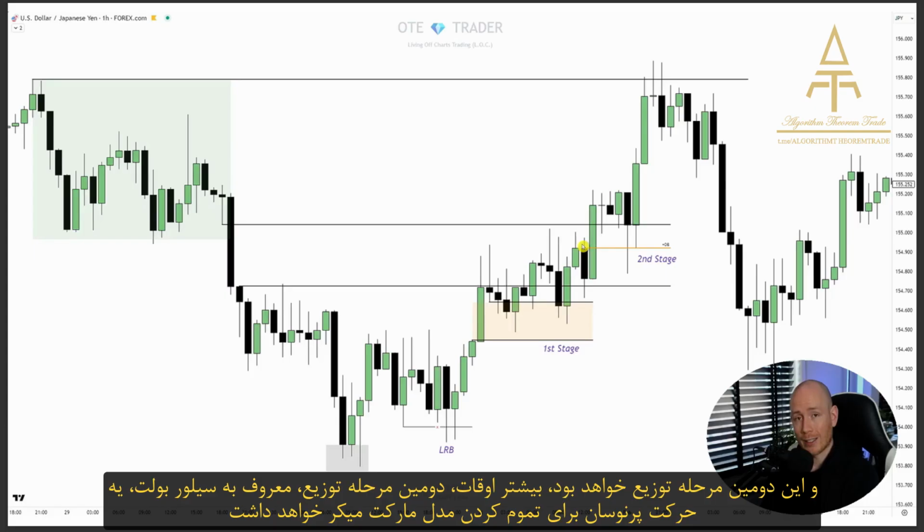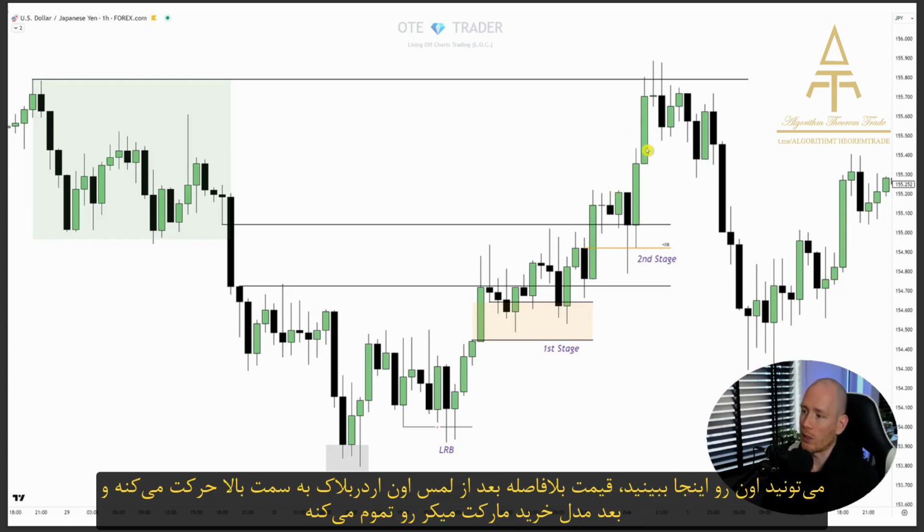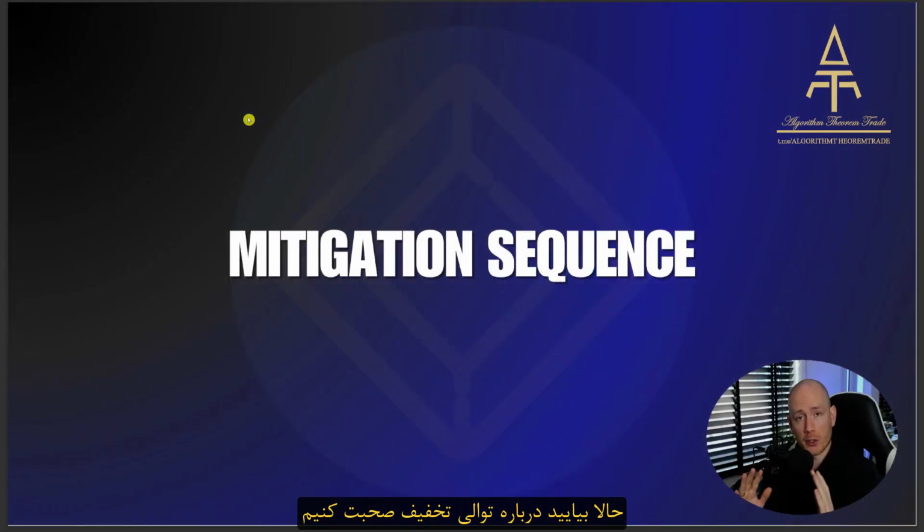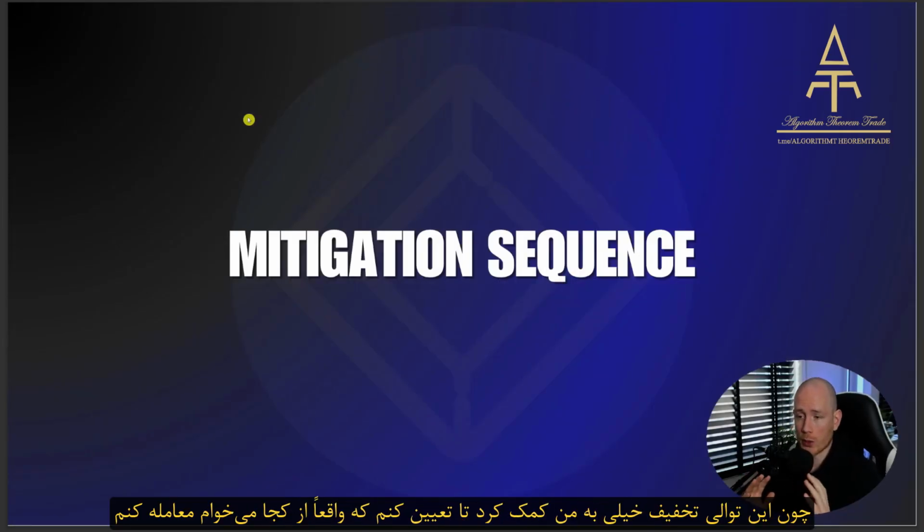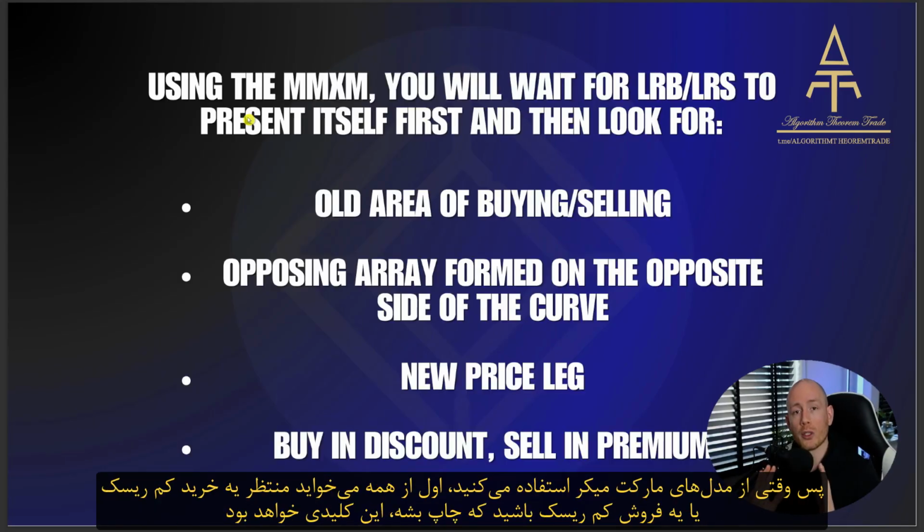Most of the time, the second stage distribution, aka the silver bullet, will have a volatile movement to finish off the market maker model. And you can see that over here. Price instantly displaces up higher once it taps that order block and then finishes the market maker buy model. Now let's talk about the mitigation sequence, because this mitigation sequence helped me so much in determining where I actually want to trade from. So when you're using the market maker models, you want to first of all wait for a low risk buy or a low risk sell to print.